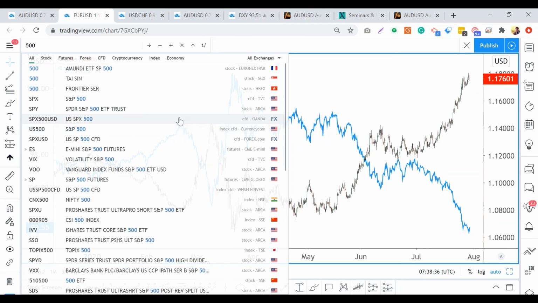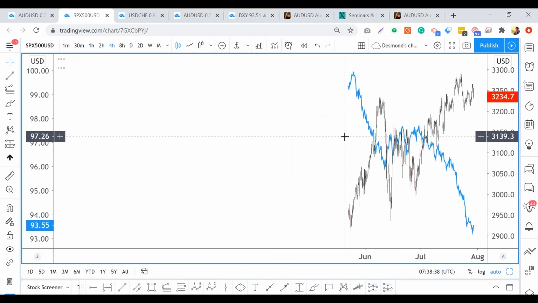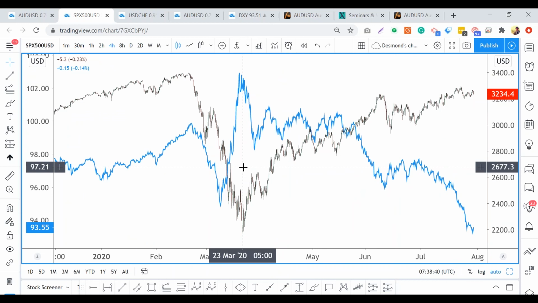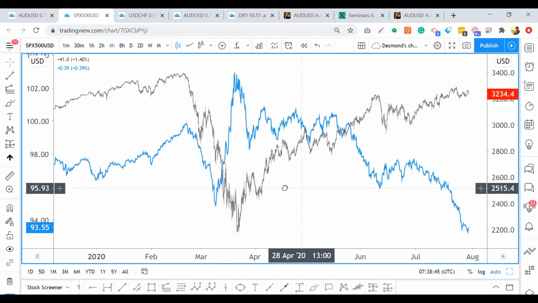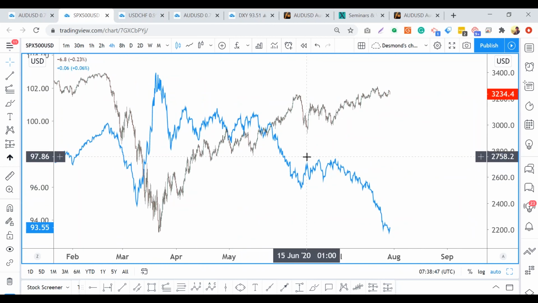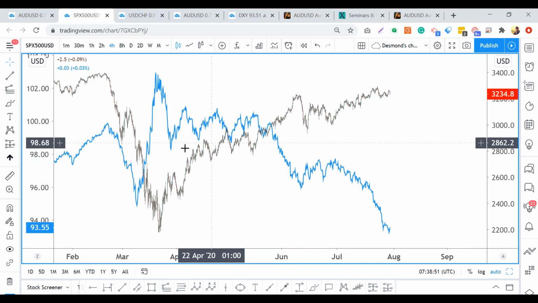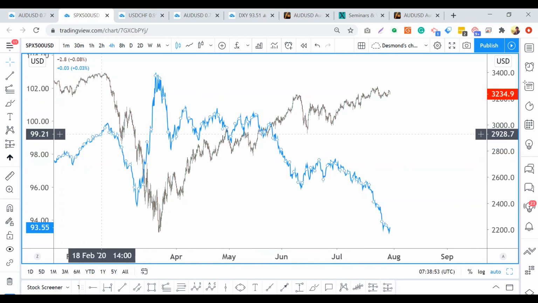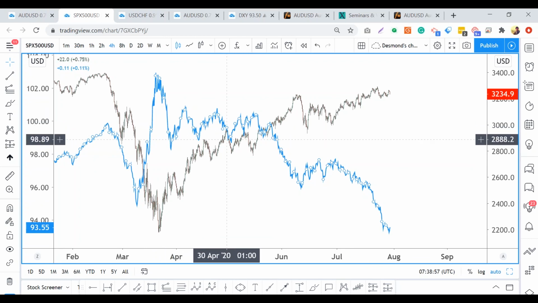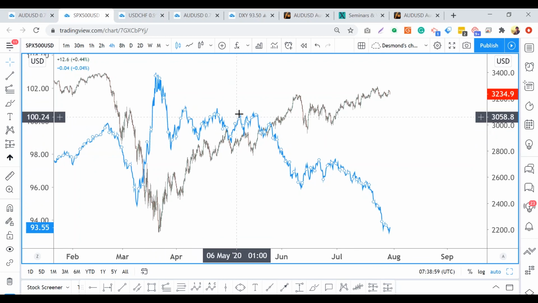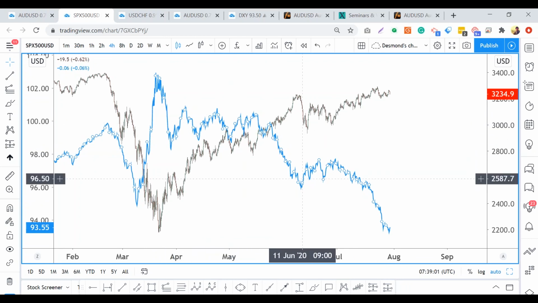US 500. Okay, let's just look at this. And yeah, so apparently this is the dollar index. So you can see that there is some negative correlation, right? Not too strong, right? But there's some negative correlation between the S&P 500 and dollar index. You can clearly see that, it's not a perfect, like 100% or 90% correlation, but it is good enough to get a gauge.